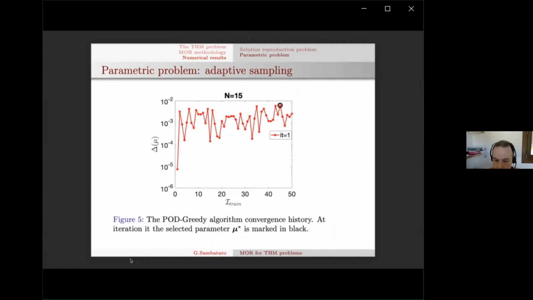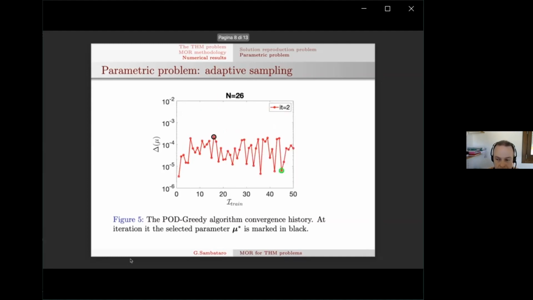Now, moving to the parametric case, how to select training parameters. Here, the POD greedy algorithm convergence history is illustrated, so the error indicator with respect to training parameters indices. At each iteration, the selected parameter that maximizes the error indicator is marked in black. Going on, in green, you can see the previously selected parameters. Also, the dimension of the updated reduced space is reported.